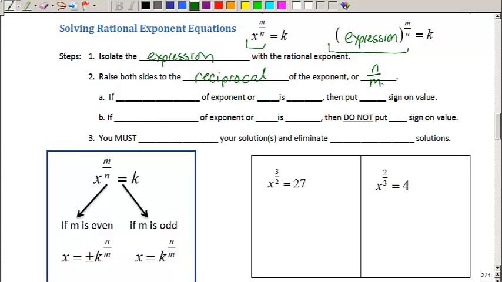Just like I did when I was taking the square root, instead of taking the square root, I took to the 1/2 power, or instead of taking the cube root, I took to the 1/3 power. I'm taking the reciprocal so that they could multiply out to 1.